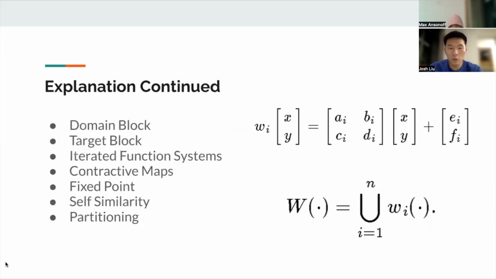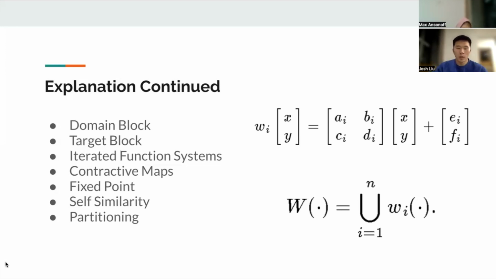And how it uses these transformations is it takes a domain block, which is just a small part of the image, and it transforms it using the form of the equation on the top right. It scales it, flips it, stretches it, and does all sorts of things to try to fit it within the target block. It iterates through the target blocks, and then the image itself is created with a bunch of target blocks. And over time, it'll look more and more like the original image.